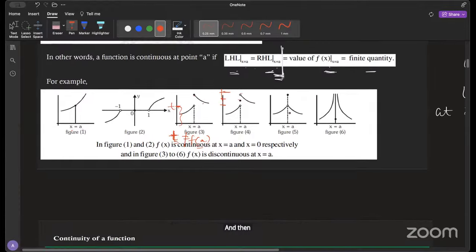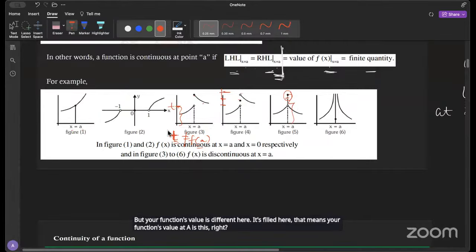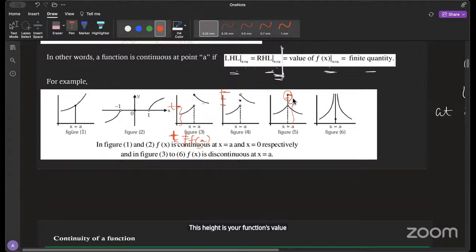And then coming from here, so here your left-hand limit, and so can you see that the limits from both the sides are same? So you're reaching the same point from both the sides. But your function's value is different here. It's filled here. That means your function's value at a is this, right? This height is your function's value at point A. That means your function's value is this, but your limits are this from both sides. That means in this case, the limit exists, but it's not continuous.